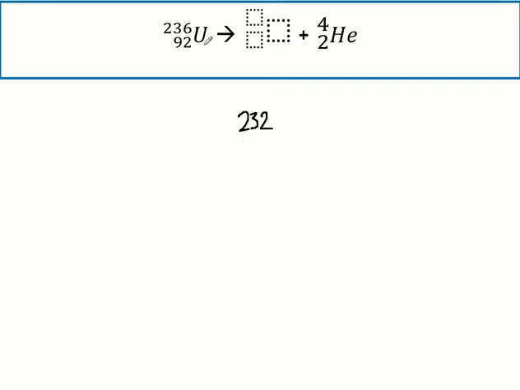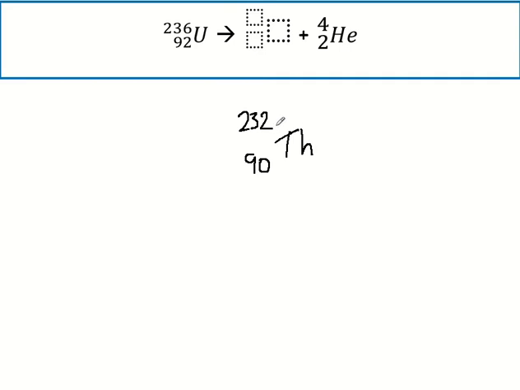232. We do the same for our atomic number, so we've got 92 on the left, and our helium actually has 2, so 92 minus 2 gives us 90. So we've got our two numbers there. All we then need to know is what element is it. So if you look up on the periodic table, you look for your atomic number of 90, and what you'll find is it's thorium, so it's Th.